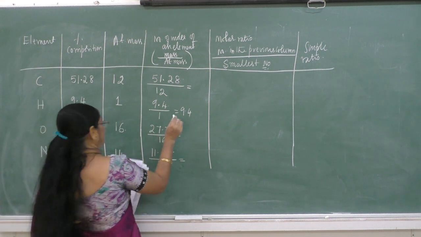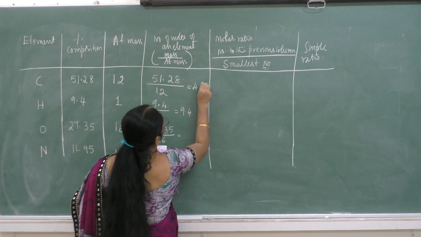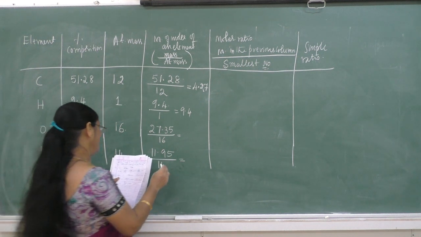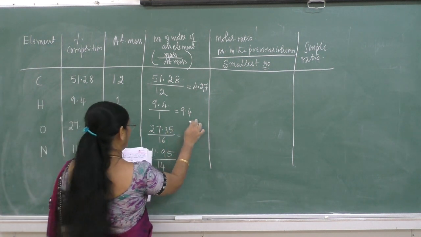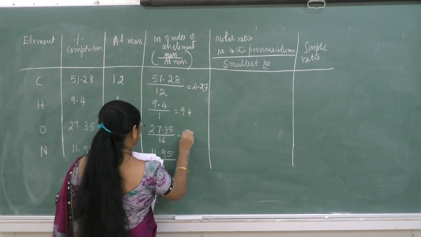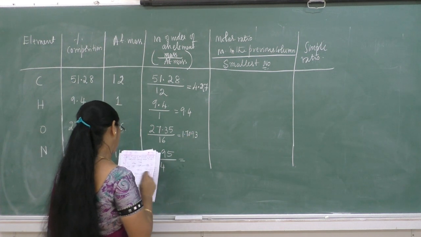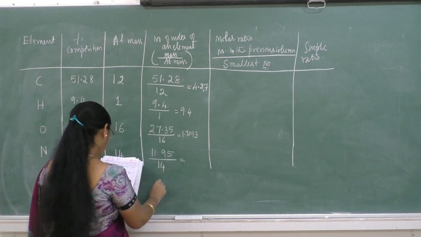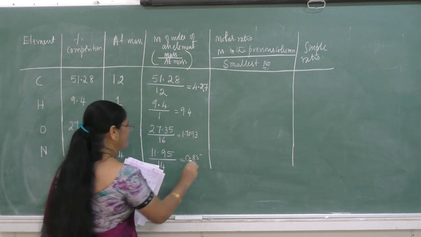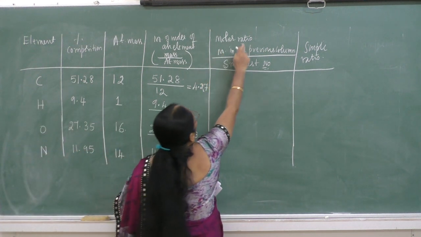So 51.28 divided by 12 is equal to 4.27. Hydrogen is 9.4. Then 27.35 divided by 16 is equal to 1.7093. And 11.95 divided by 14 is equal to 0.8535. So next, calculation of the molar ratio.